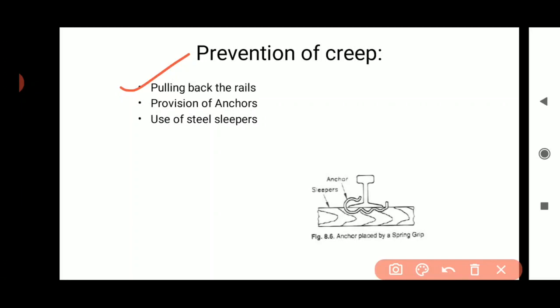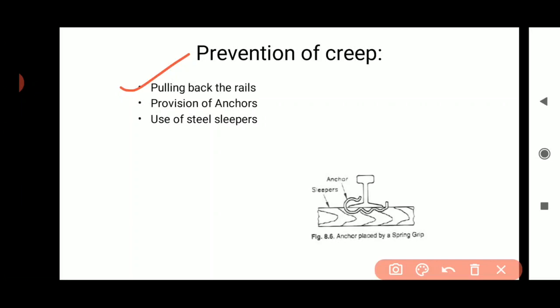Okay, so first inspect the track, then note the extent of the pulling back distance, and determine the point from which to begin, that is, the place from which the creep has occurred. Then start pulling the rails back to their original positions by means of crowbars and hooks provided through fish bolt holes of rail.